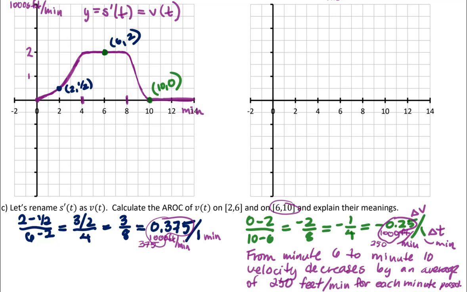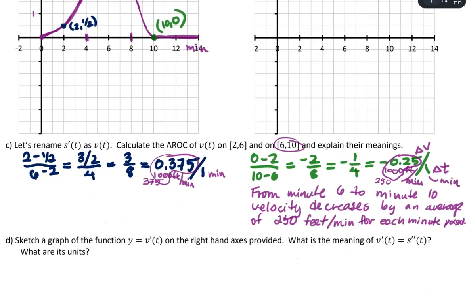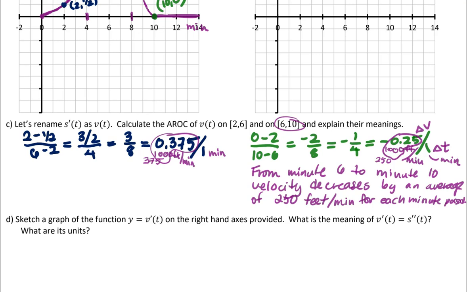Okay. Next and last part, we want to sketch the graph of this v prime function on the right and think about the meaning of v prime, which is also s double prime. So the first derivative of our velocity function would be the second derivative of our original position function. Okay, so let's just go through the graphical part first, and then we'll get back to the meaning part.